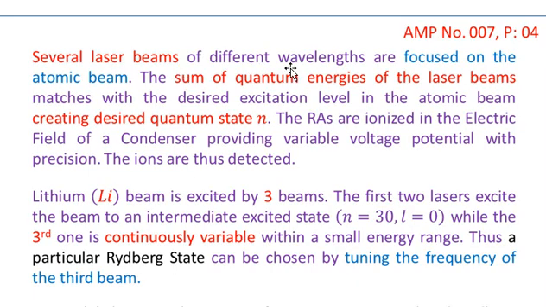Several laser beams of different wavelengths are focused on the atomic beam. The sum of quantum energies of the laser beams matches with the desired excitation level in the atomic beam, creating the desired quantum state n. The Rydberg atoms are ionized in the electric field of a condenser, providing variable voltage potential, because the condenser is such that it can provide a variable voltage potential with precision. The ions are thus detected.